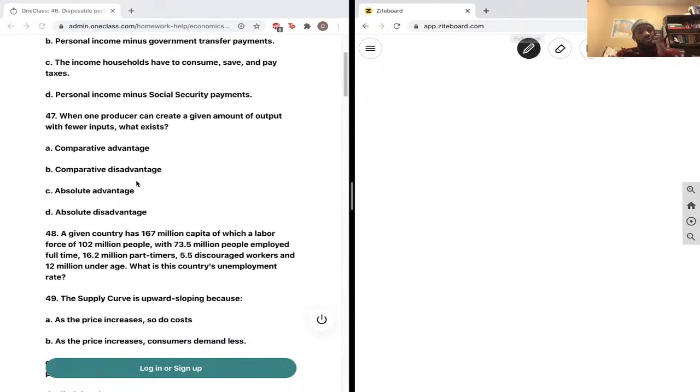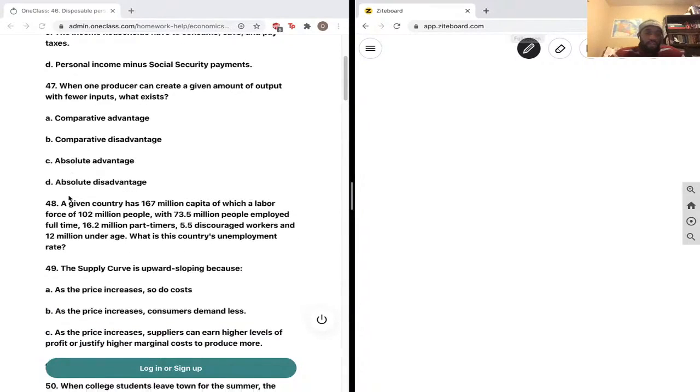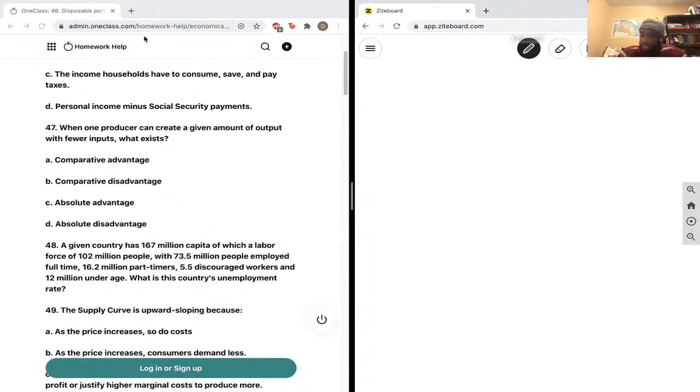Question 47 here says, when one producer can create a given amount of output with fewer inputs, what exists? A, comparative advantage. B, comparative disadvantage. C, absolute advantage. D, absolute disadvantage. So let's just write the definition of these first.